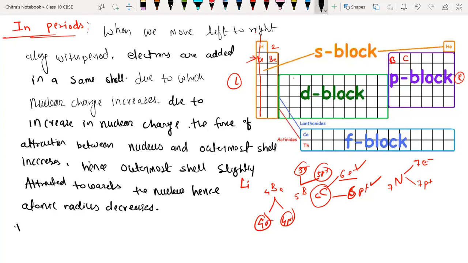Okay, therefore atomic size decreases along the period.